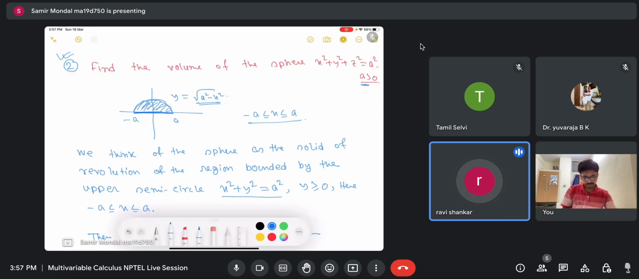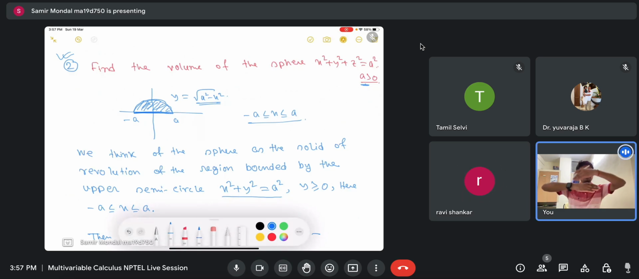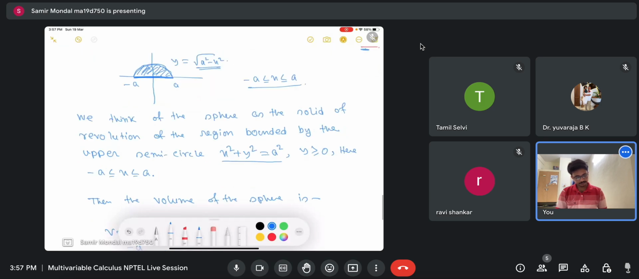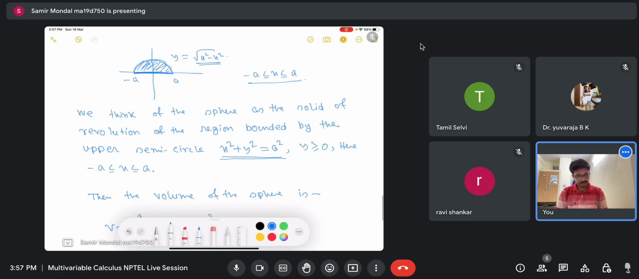Yes, a full rotation. This is your upper semicircular region, and we have to rotate it fully. So we will get the sphere. And what is this curve? This is the upper semicircle, x² + y² = r², where y is greater than or equal to 0.